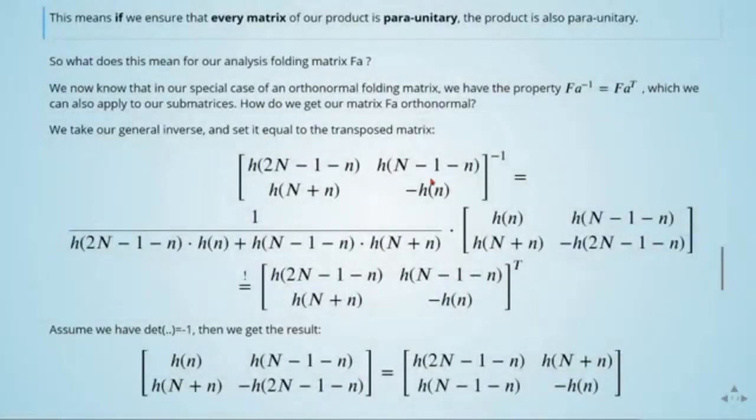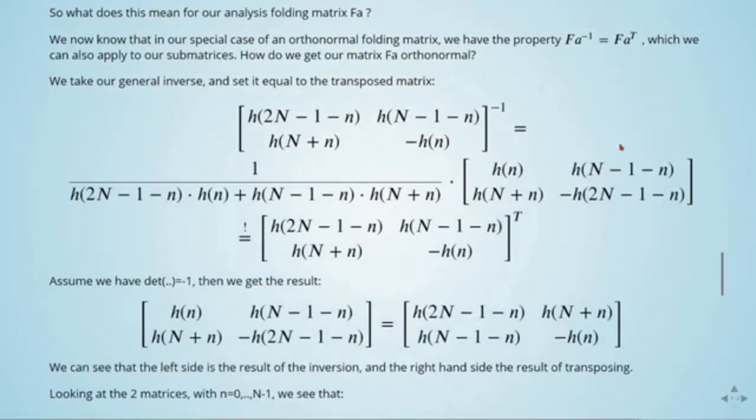So what does this mean for our analysis folding matrix FA? We know now that in our special case of an orthonormal folding matrix, we have the property that the inverse of FA is equal to FA transposed, which we can also apply to our submatrices. And how do we get our matrix FA orthonormal? Well, we take our general inverse and set it equal to the transposed matrix. And that's what we are doing here.